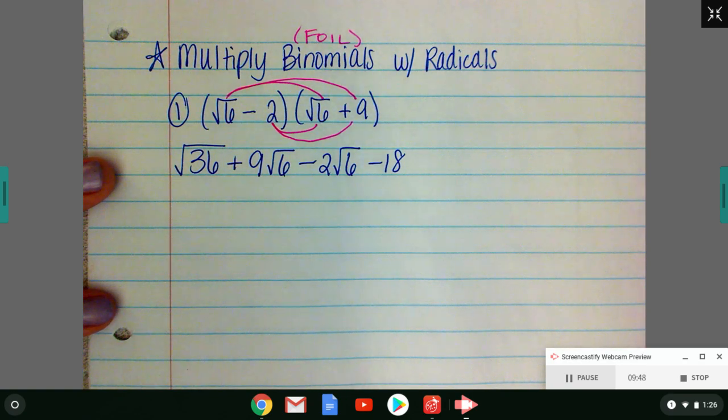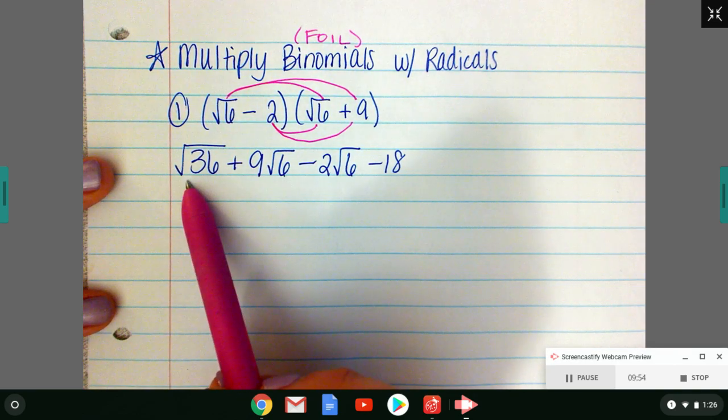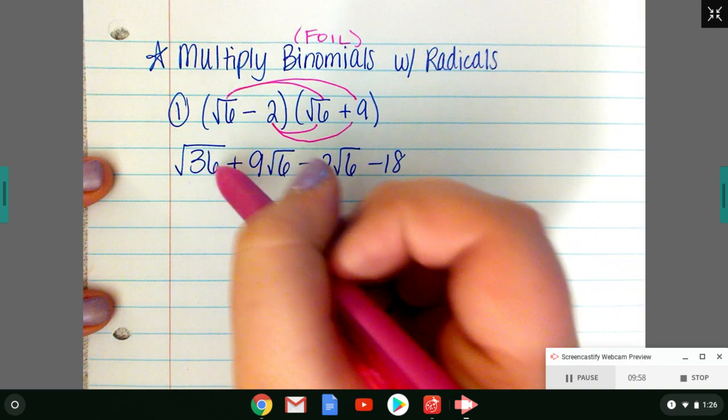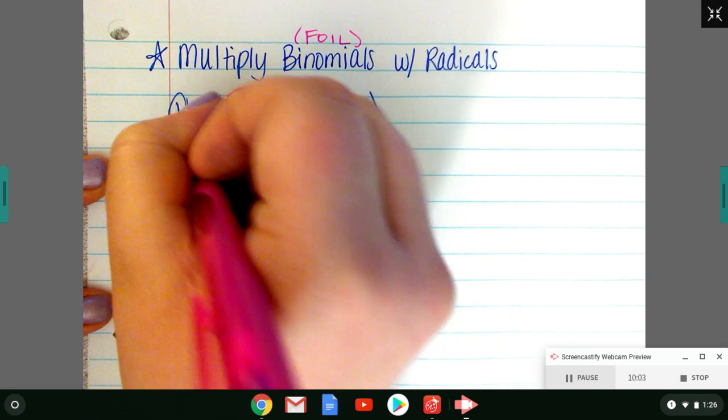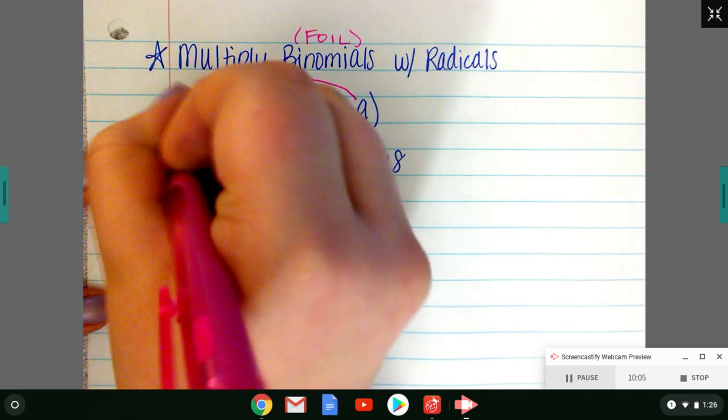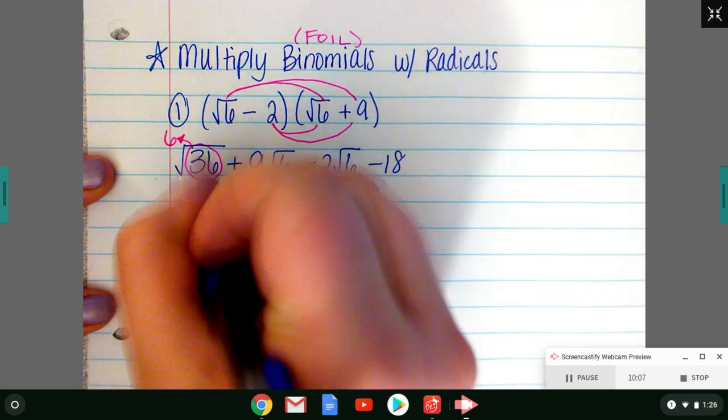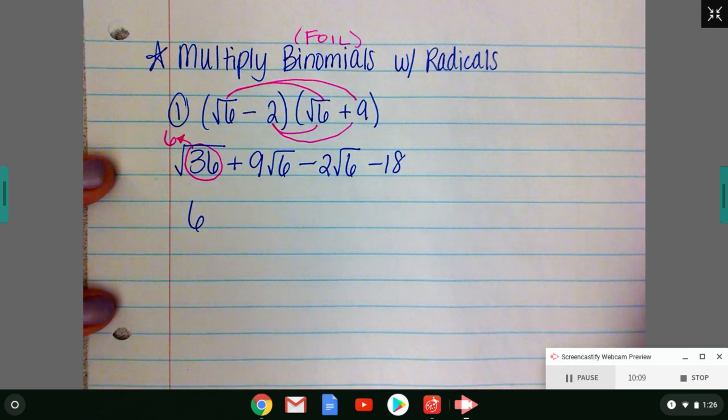Once we're here in FOIL, like usual, we have some combining and some simplifying to do. So let's go term by term. Here's our first one, root 36. We can simplify that because there's something perfect that goes into 36, and it's 36. So 36 is perfect. We can pull it out as a 6, and there'll be no radical left there. So that's just a 6.